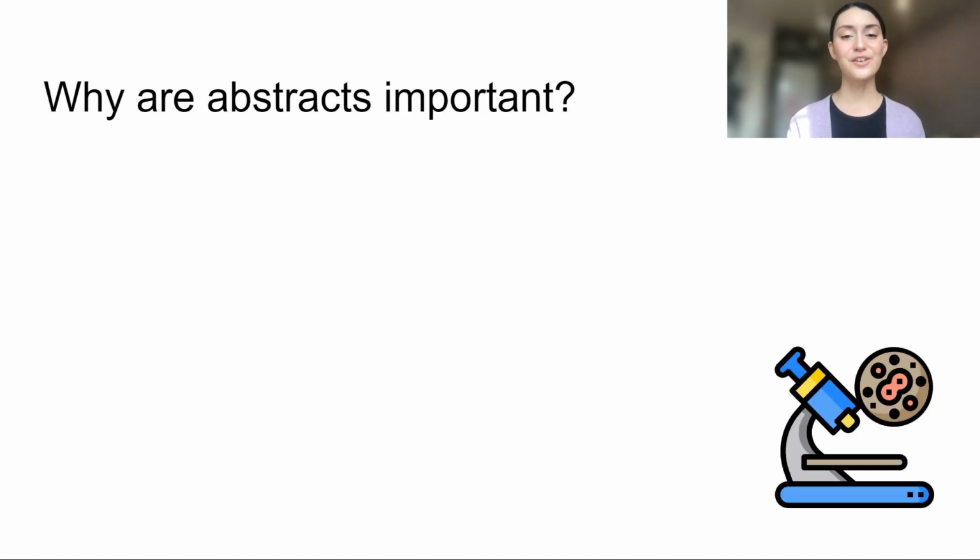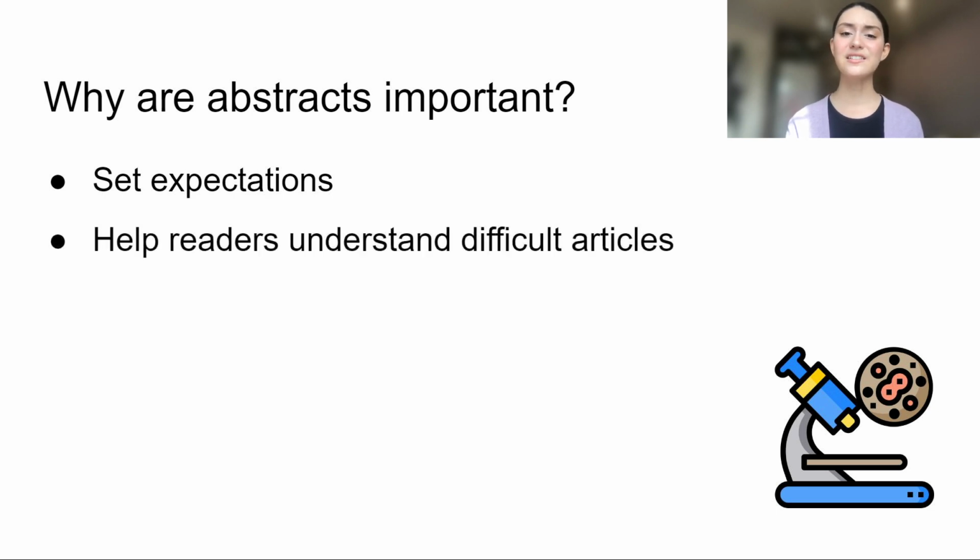Abstracts are important for two main reasons. The first is that the abstract is the first thing that a reader will see. It helps set the reader's expectations for the paper by giving them a brief summary of what they will be reading. It also helps readers understand difficult articles by letting them familiarize themselves with the general information before getting into the more complex parts of the reading.